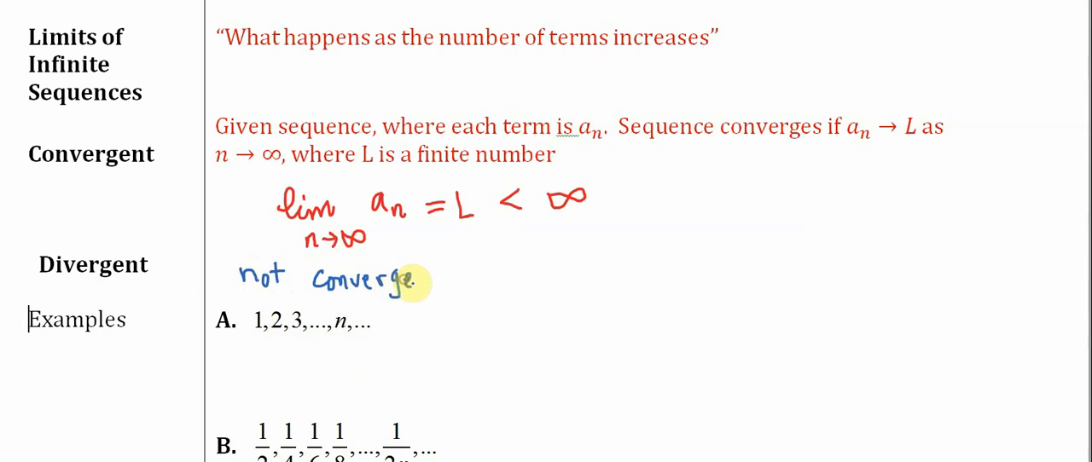Divergent is actually a little bit tricky to understand. All of this is a little bit tricky because there are some details and notation that we have to be careful about. So let's just look at some examples.